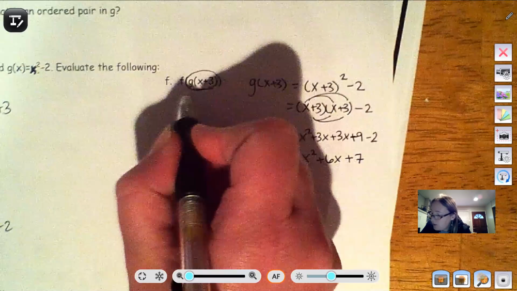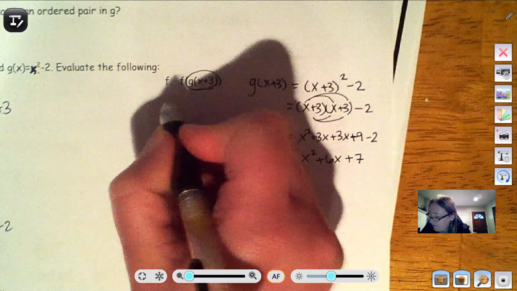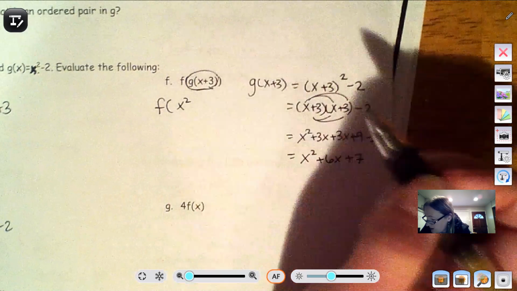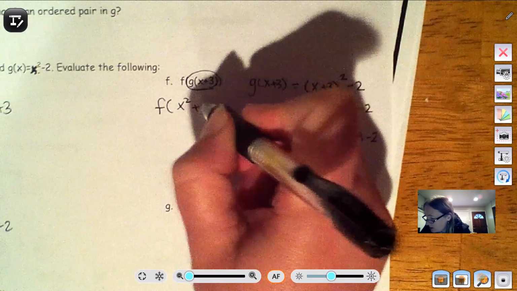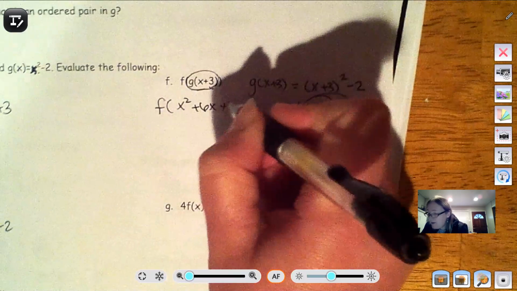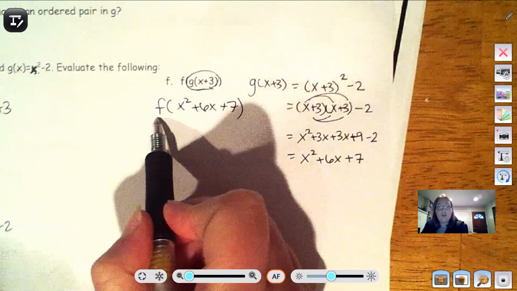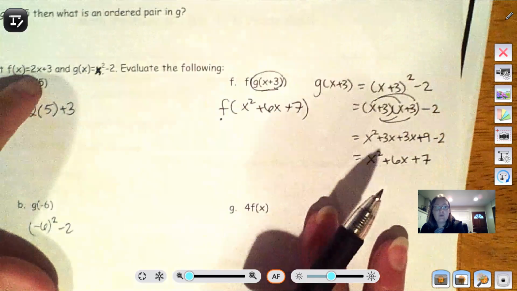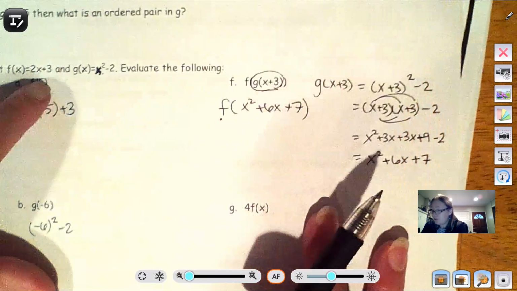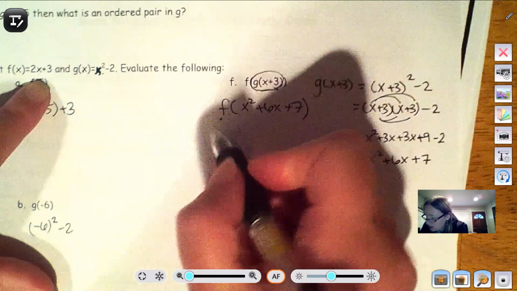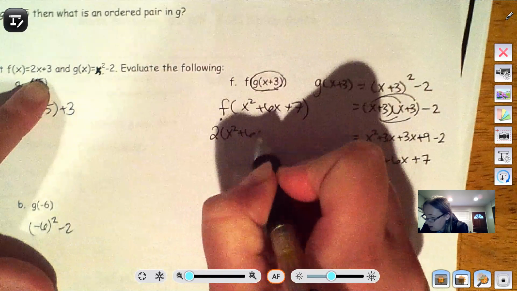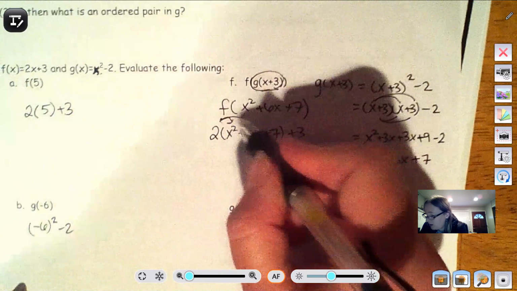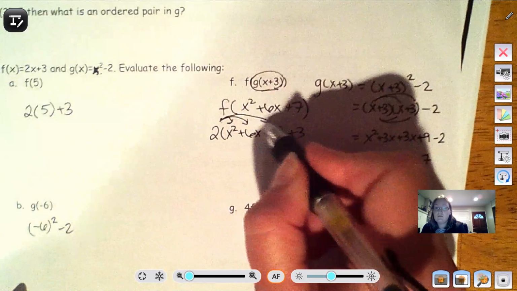Yeah, and then once you find that, now you can do the f of whatever that was, which was x squared plus 6x plus 7. And the f now says, let me bring it back over here so we can see it, do 2 times what was in the parentheses and then add 3. So I'm going to do 2 times this, and then I'm going to add 3. And so I distribute and add 3.